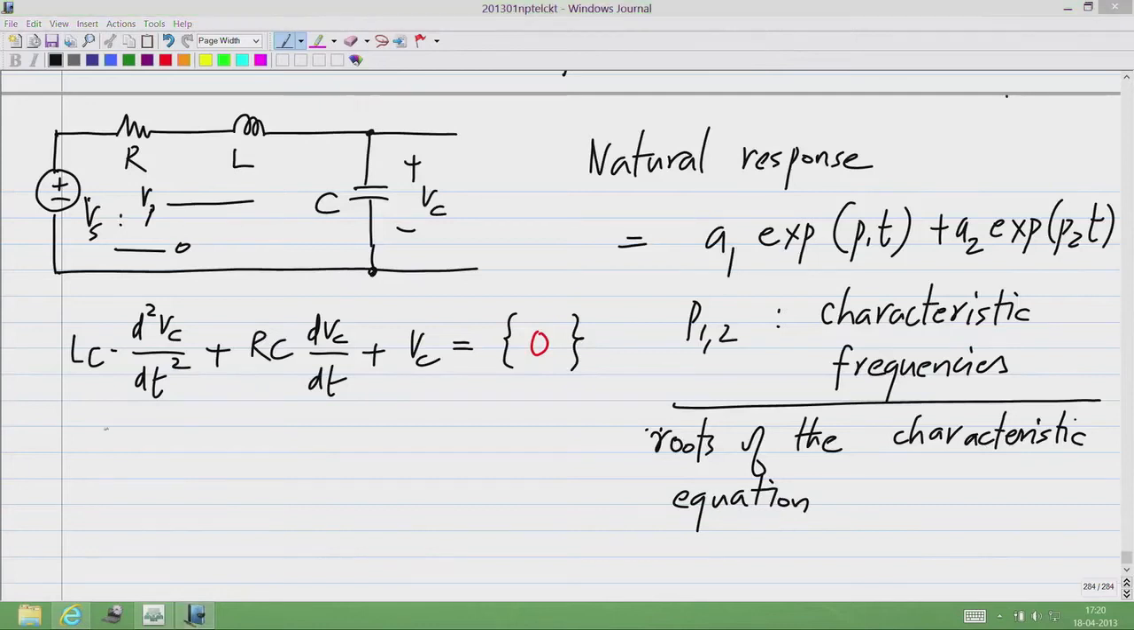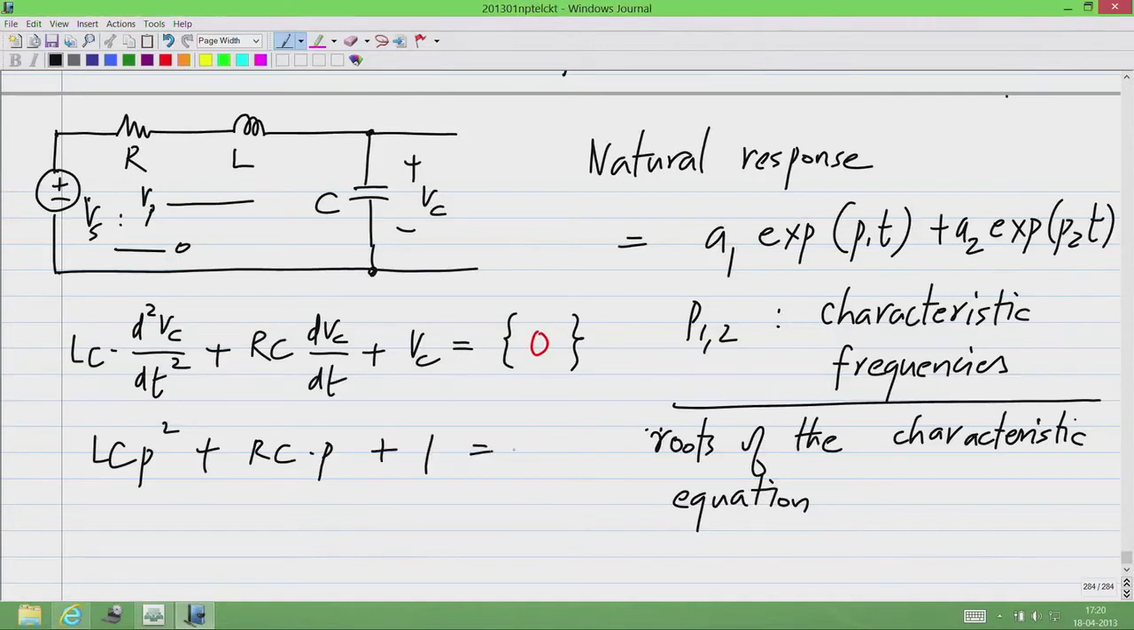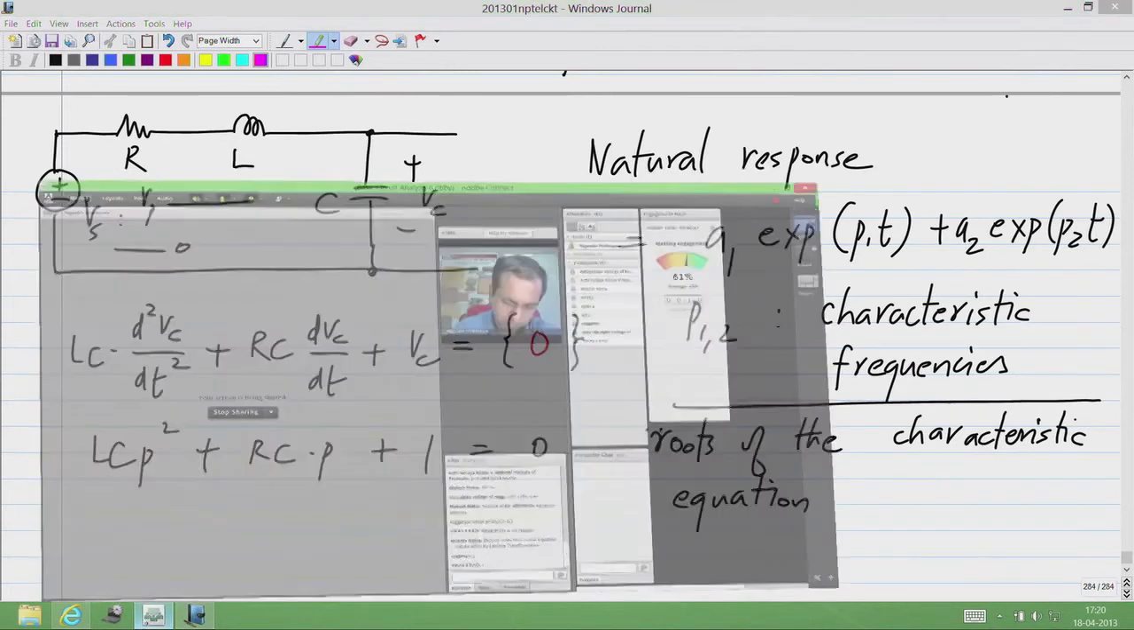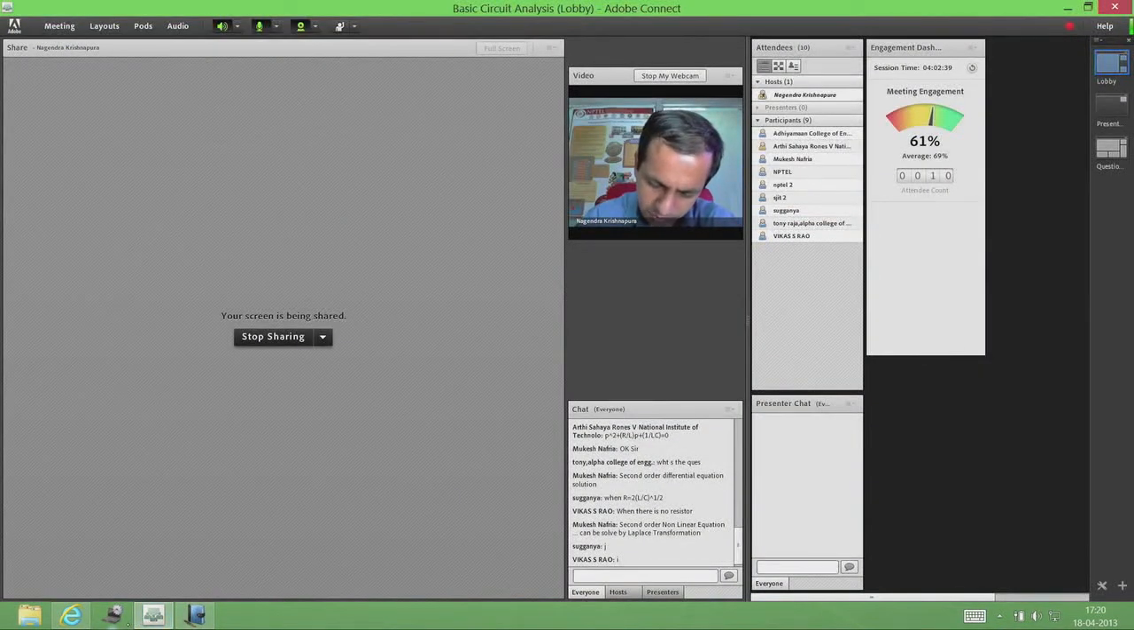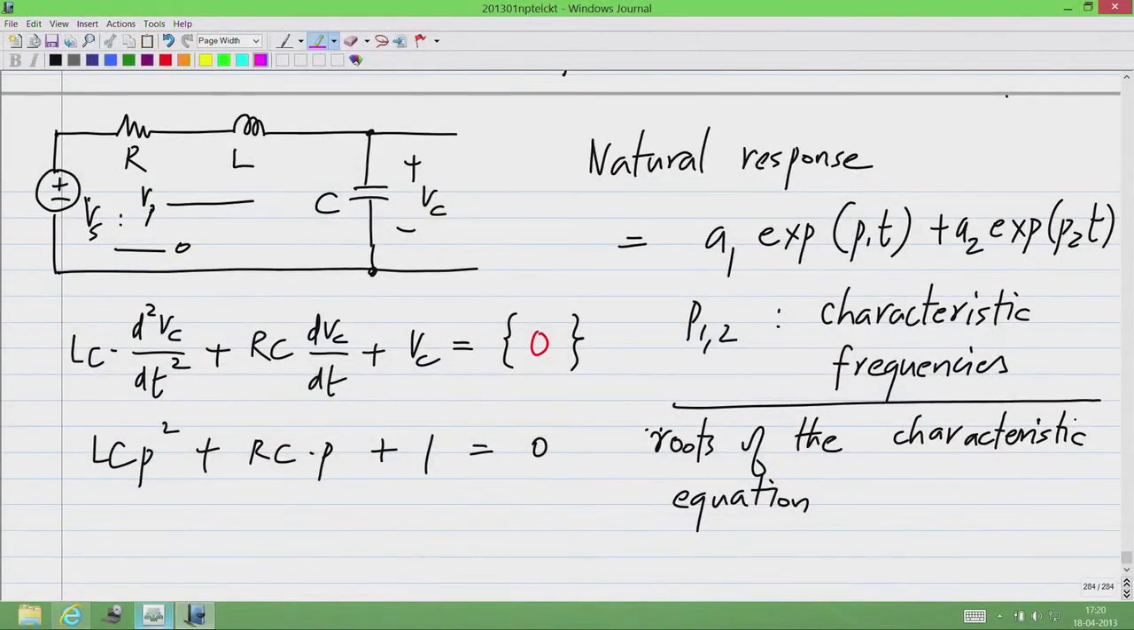And what is the characteristic equation? All I have to do is to substitute p squared where I have the second derivative, and p where I have the first derivative, and 1 where I have only Vc, equals 0. Okay. This is exactly what you will get if you substitute Vc by exponential of p times t. Okay. And now we have to find out a1 and a2 from initial conditions.